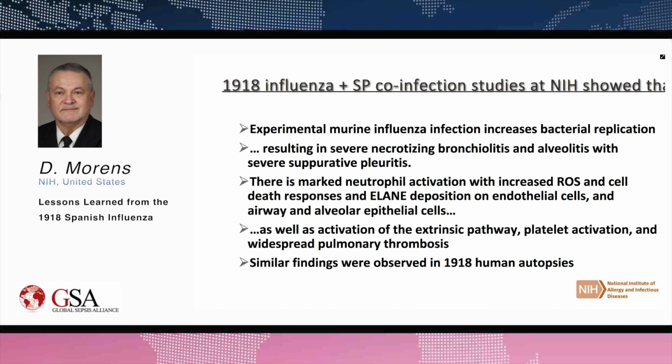So, some things we can say about studies done here and elsewhere are that influenza infection increases bacterial replication if the bacteria get there, and that this results in severe necrotizing bronchiolitis and alveolitis with also suppurative pleuritis. Also, and I'll discuss it in a minute, there's marked neutrophil activation, at least with the 1918 virus, and increased reactive oxygen species, and cell death and elastase deposition, as well as activation of the extrinsic pathway and thrombosis.